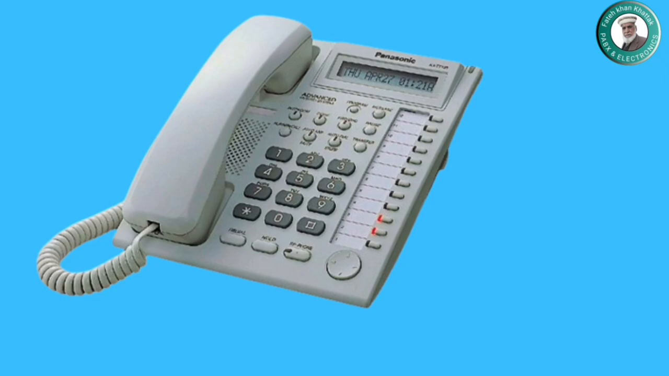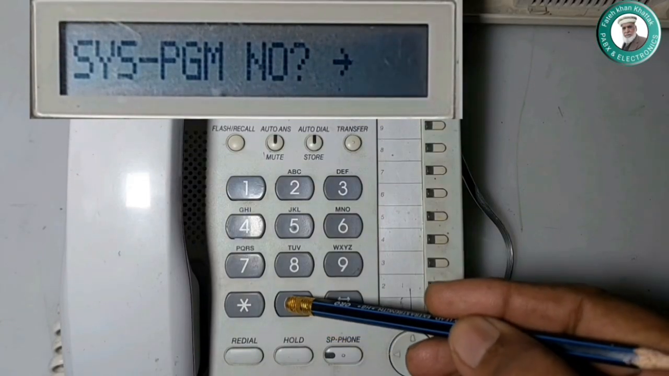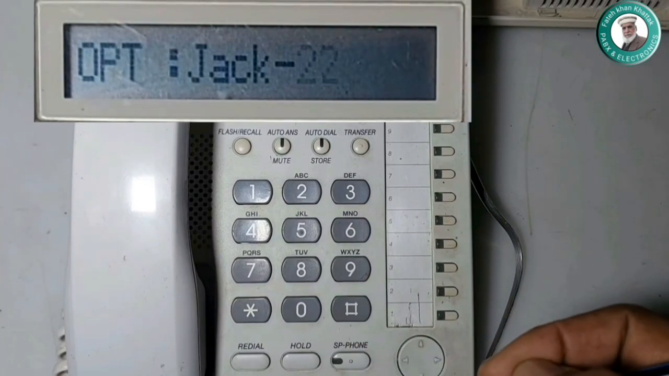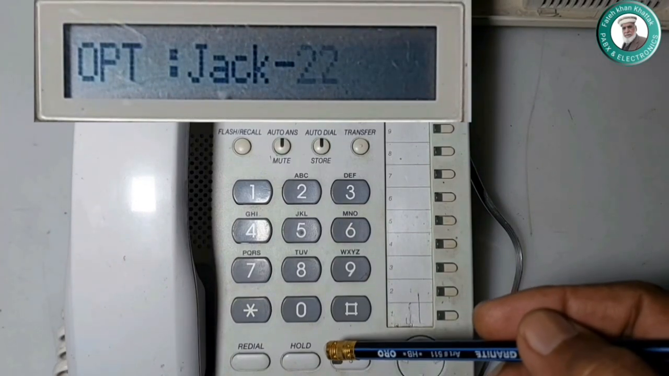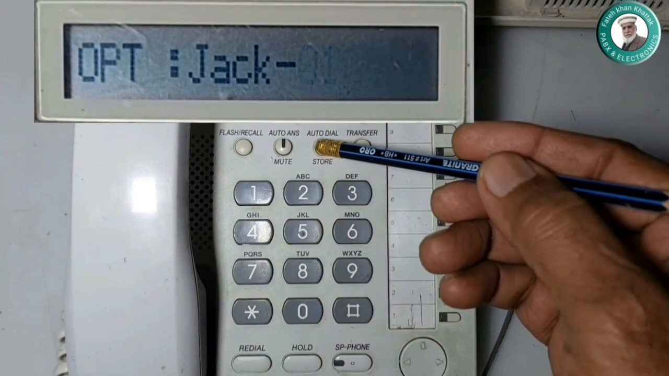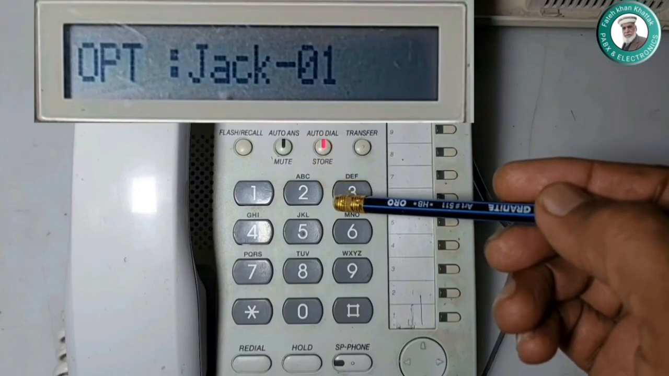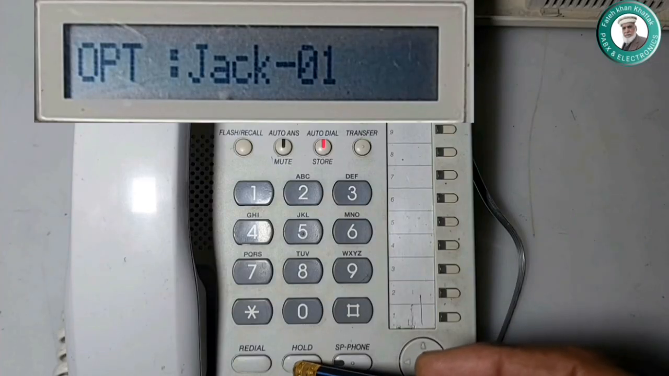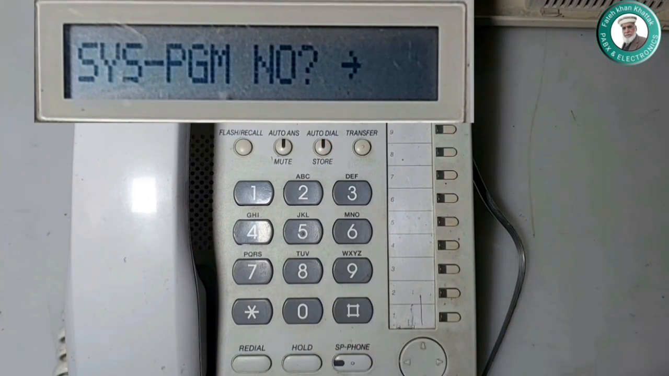Operator extension assignment. You can make any number the operator extension. For example, 01 will make 101 the operator extension. PGM code is 008. SP phone. 01. Save setting, press the store button. 101 is now the operator extension. Press the hold button to exit programming.